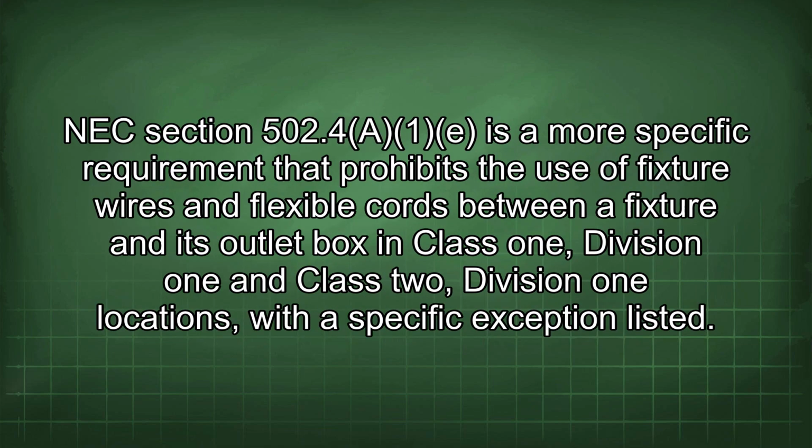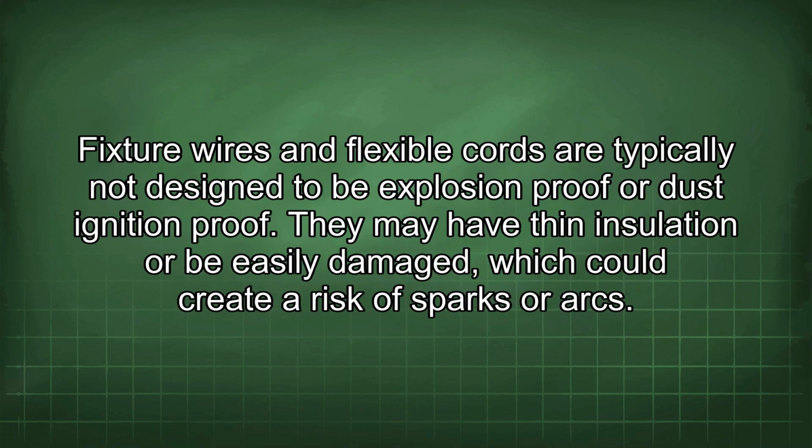NEC section 502.4 A&E is a more specific requirement that prohibits the use of fixture wires and flexible cords between a fixture and its outlet box in Class 1, Division 1 and Class 2, Division 1 locations, with a specific exception listed. Fixture wires and flexible cords are typically not designed to be explosion-proof or dust-ignition-proof. They may have thin insulation or be easily damaged, which could create a risk of sparks or arcs.